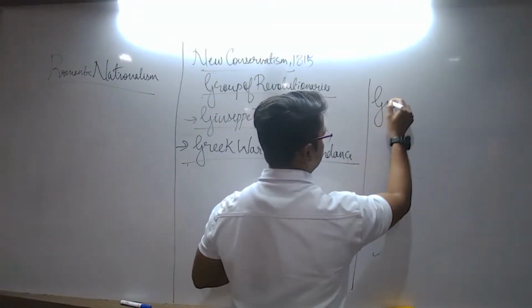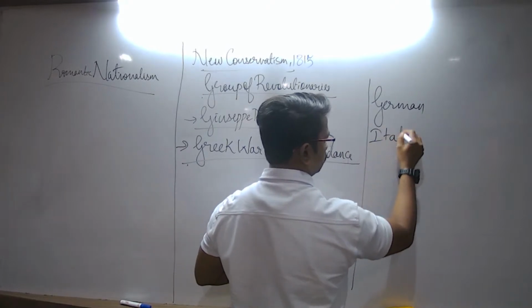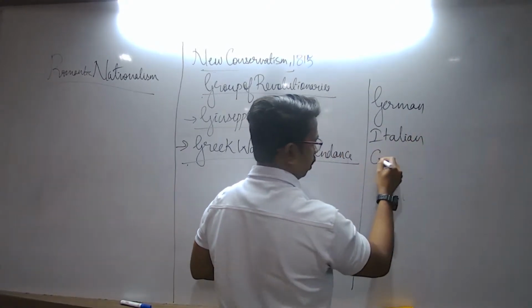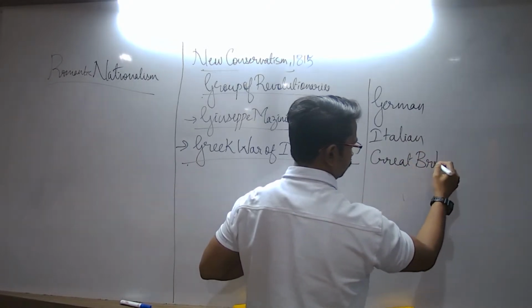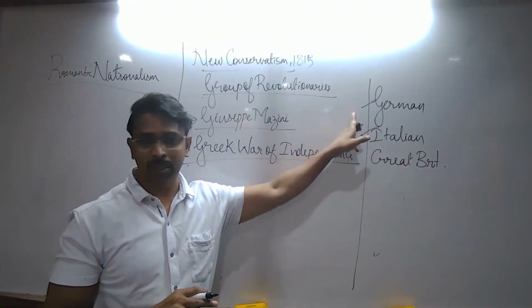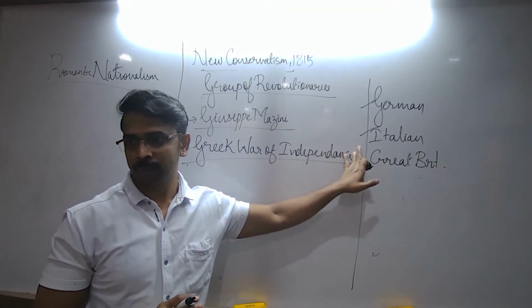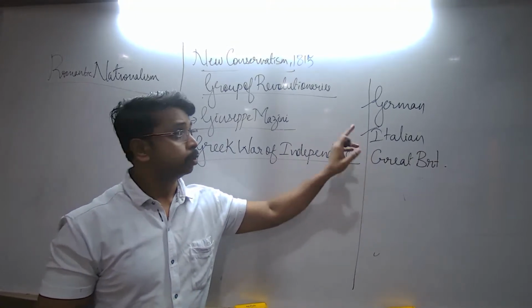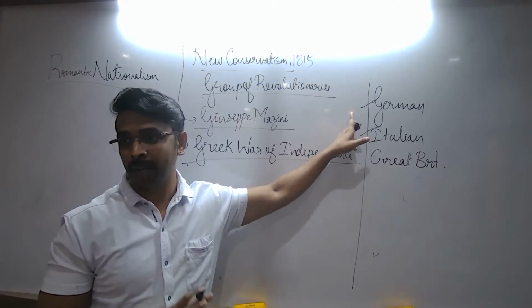Studied. One is German unification, one is Italian unification, and the third one, not very popular, but we have to remember, it is Great Britain. So for these two, you are expecting at least 2 or 3 questions here, 2 questions here, and maybe 1 question here. German unification is very important and very easy to mug up also.